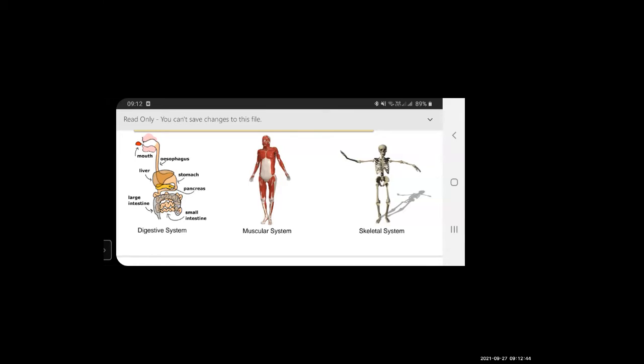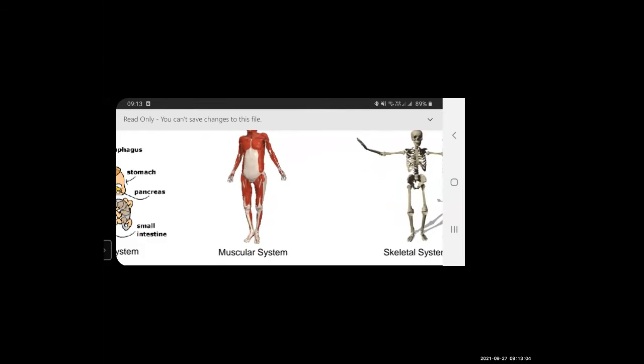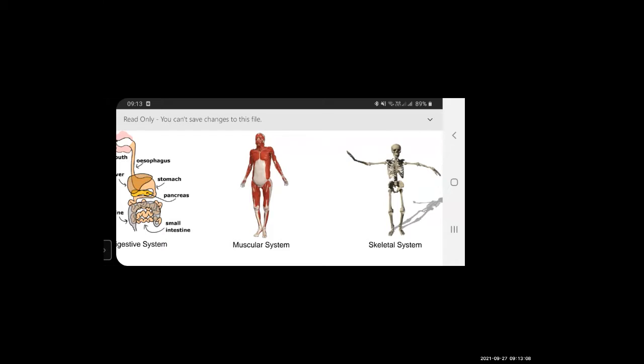Now, coming to the next part of the body, that is the muscular system. Each and every bone of our body has a muscle. Can you understand muscles? So these are the muscular system. Can you see? Okay, I'll zoom it up. In the muscular system, you can see each and every muscle of our human body.